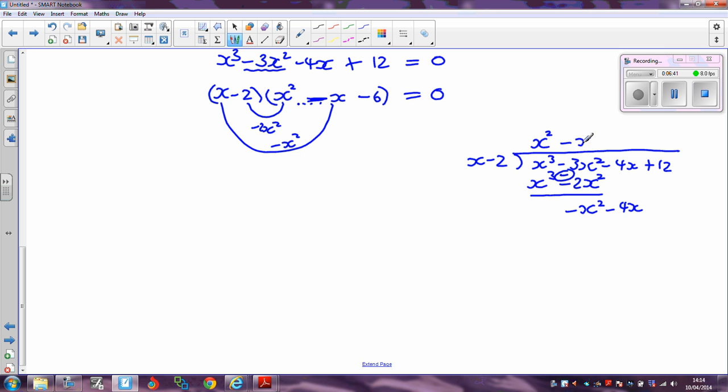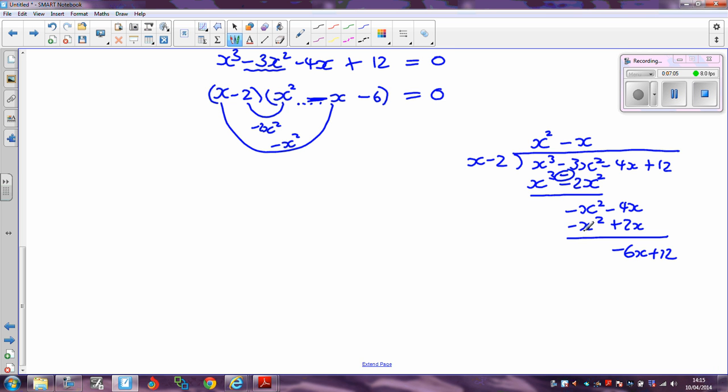Well, we have to multiply x by minus x to get minus x squared. Now do the multiplication. Minus x times x is minus x squared. Minus x times minus 2 is plus 2x. Again, subtract. Minus 4x, these disappear. Minus 4x minus 2x is minus 6x. Bring down the plus 12.